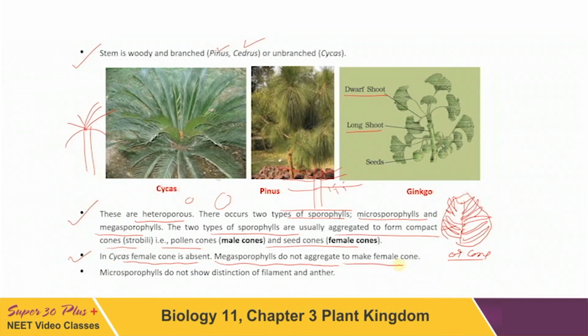In case of cycas, the megasporophylls do not aggregate. The megasporophylls bear the ovule, and they do not make the female cone. Microsporophylls do not show distinction of filament and anther. You know that filament and anther are found in stamen, and stamens are found in angiosperms.